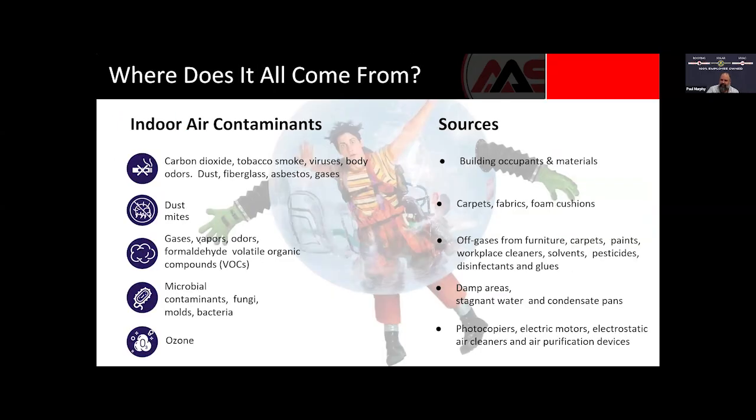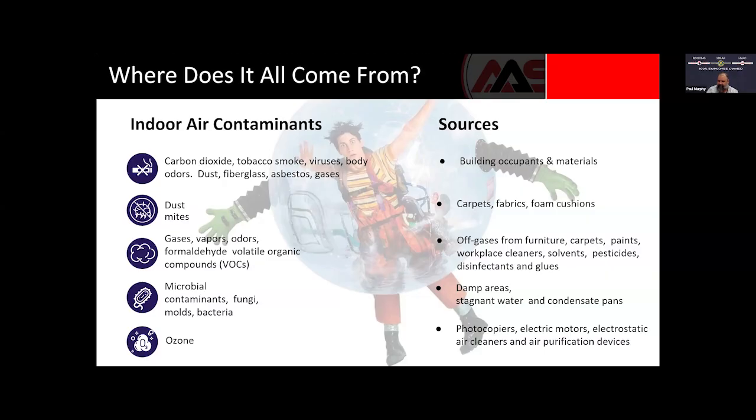So just going back through the things that are in our indoor environments, we're talking about carbon dioxide, tobacco smoke, viruses, body odors, dust, fiberglass, asbestos, gases. Those could be your building occupants and your materials. Dust mites are in your carpets, your fabrics, your cushions. Your gases and vapors and odors and formaldehyde and VOCs that we hear of, the volatile organic compounds, are off-gassing from your furniture, your carpets, your paints, your workplace cleaners, your solvents, your pesticides, your disinfectants and glues. And then you have the micro contaminants like fungi, molds, bacteria.